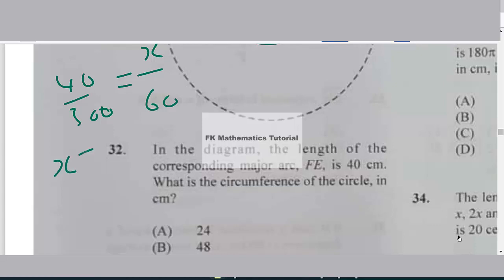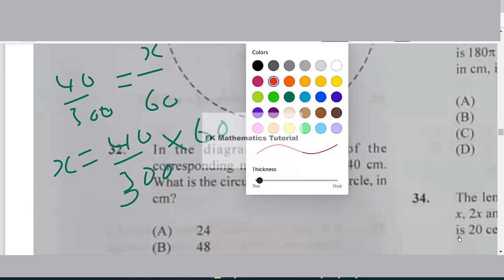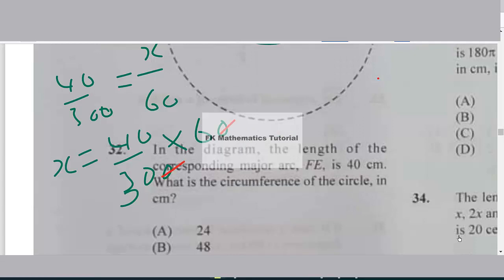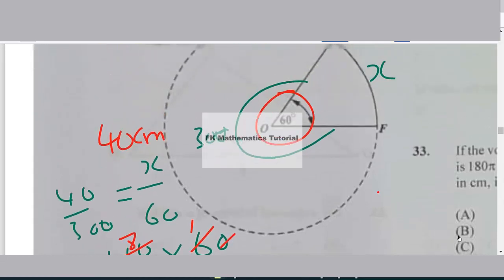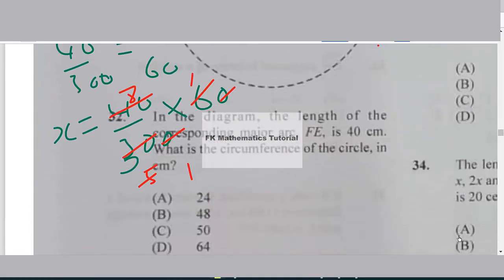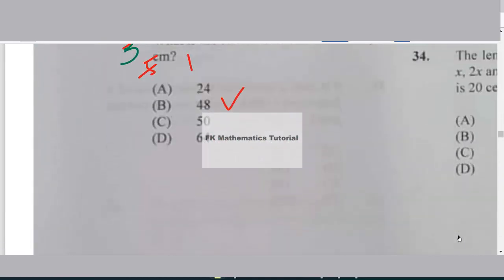So x will be equal to 40 over 300 times 60. So let's find out what that will give us. So this will cancel this. 6 will go here, 1, and 6 will go here, 5. 5 will go here, 1, 5 will go here, 8. That will be 8. So the full length of the circle will be 8 plus 40, which is 48. So that will be the answer.